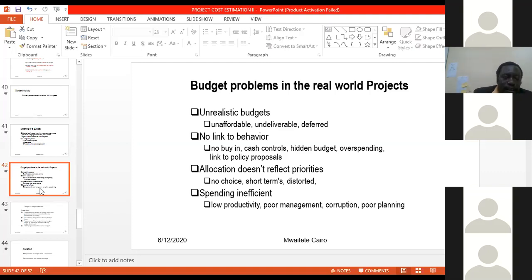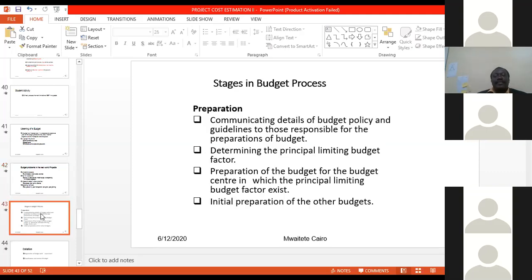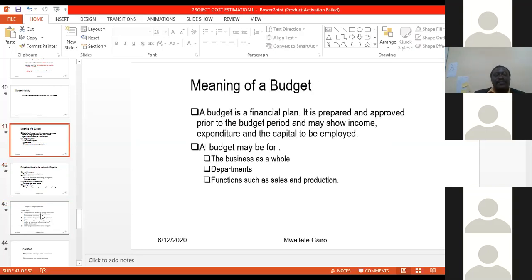So you will develop your budget, and your budget must have budget line items. When you have the budget line items, I think you know what I'm talking about when I say project line items. Everybody knows, is it?